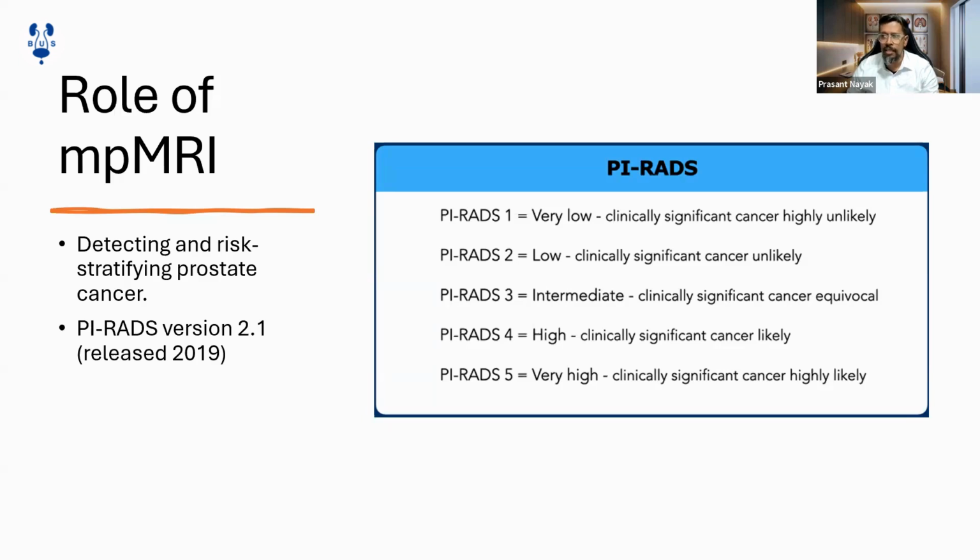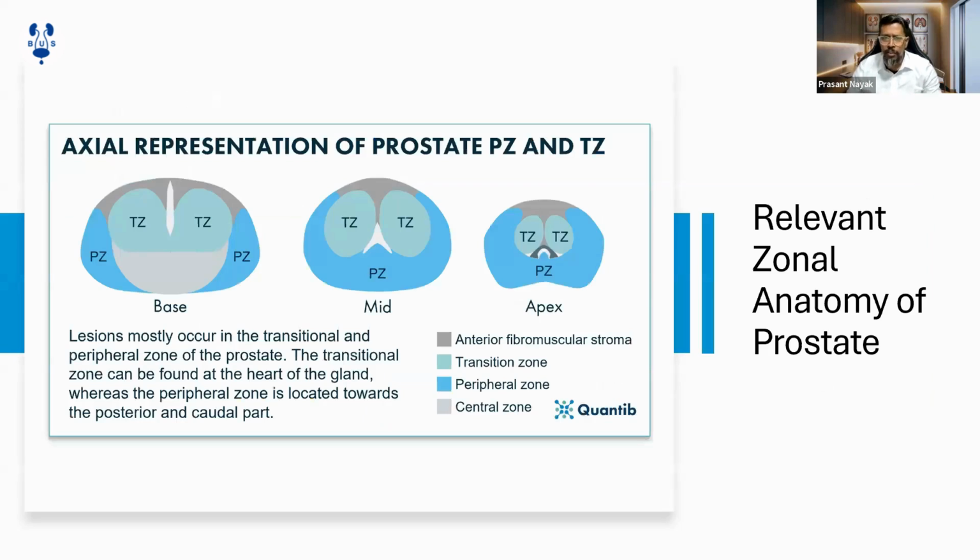Right. Recently, PI-RADS has also gone through various iterations. So there was PI-RADS 1, PI-RADS 2. The current version is PI-RADS 2.1, which came in 2019. So this is the axial representation of the prostate, which is relevant to us in an mpMRI prostate when we do.